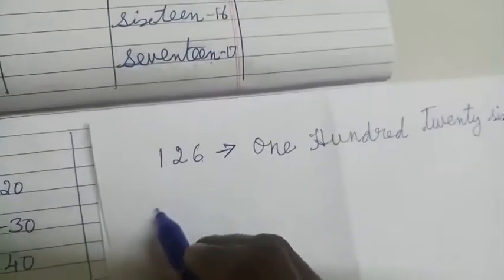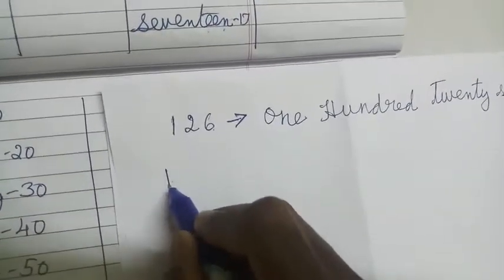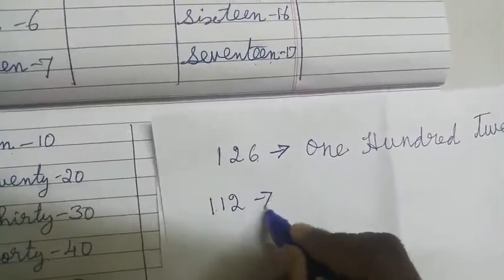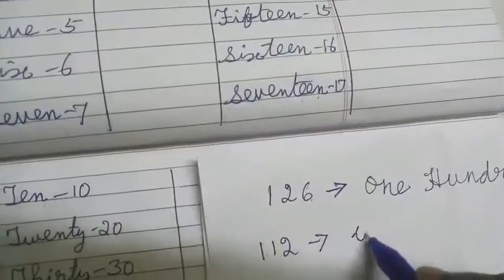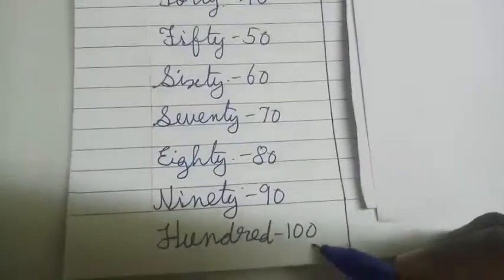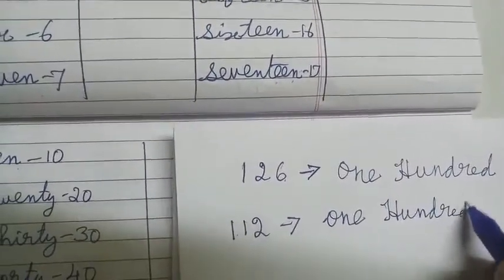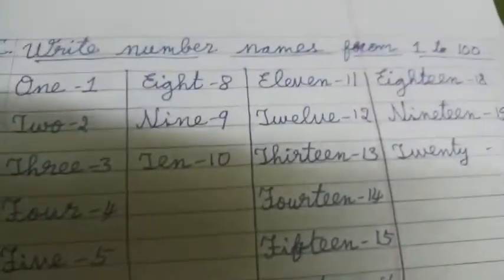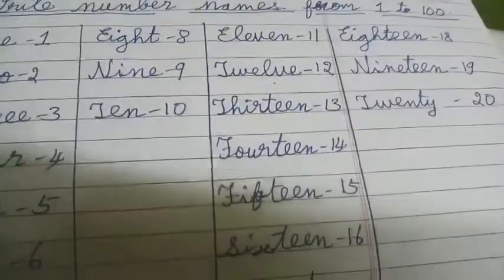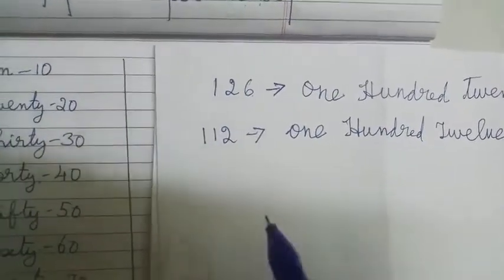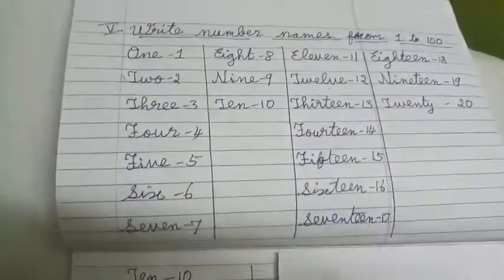Okay, one more number I'll write. 112. So, the spelling for one you know. What's the spelling for 100? H-U-N-D-R-E-D, 100. The 12 spelling is here. T-W-E-L-V-E, 12. Whatever number is given, if you know these spellings, you can easily write it.